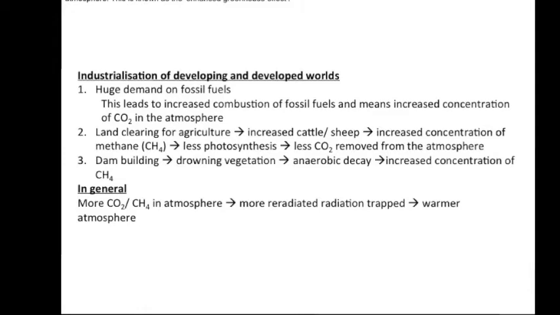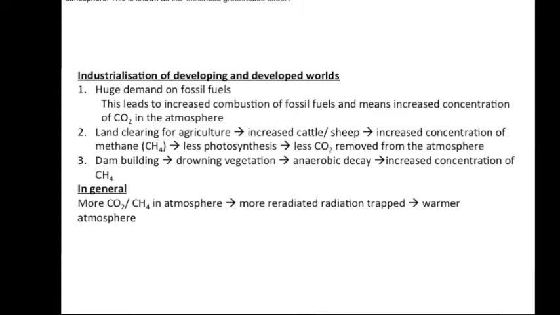Alright, so human activity that's led to it, we've talked about some, so let's recap. There's a huge demand on fossil fuels. So this demand on fossil fuels leads to the increased combustion of fossil fuels and increased CO2 in the atmosphere.